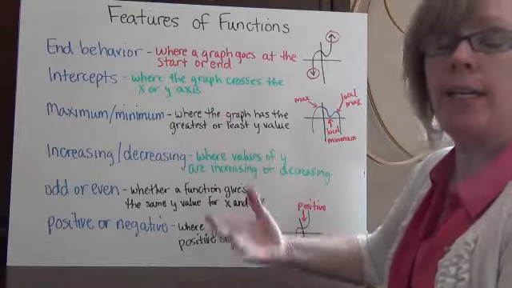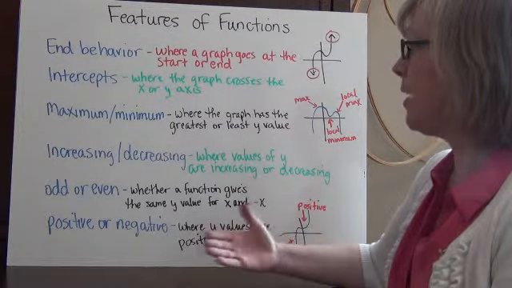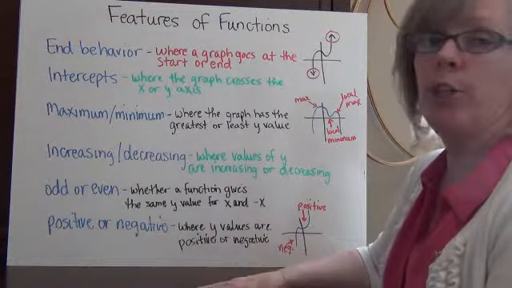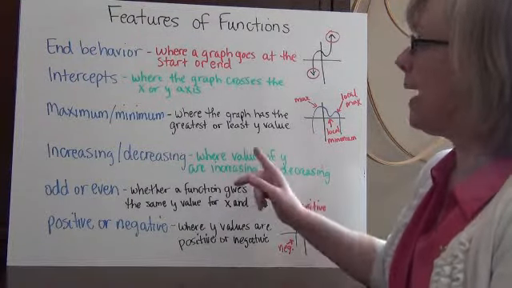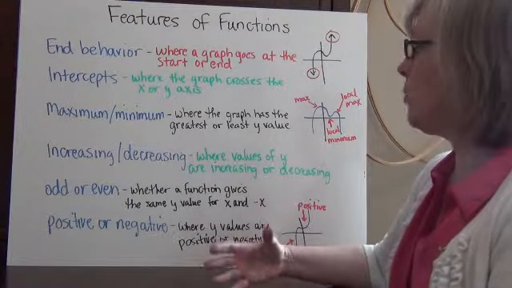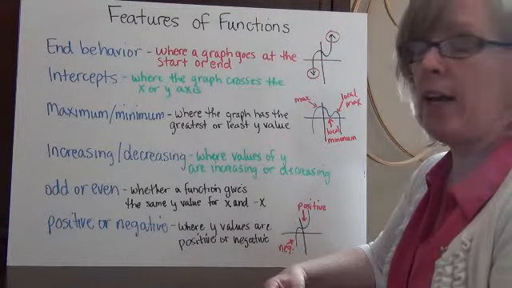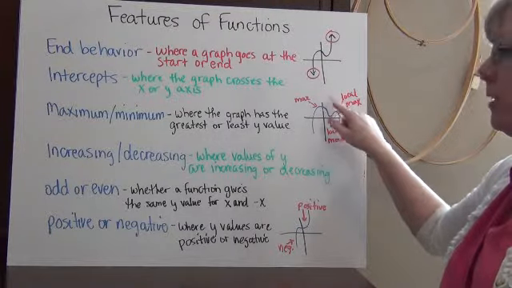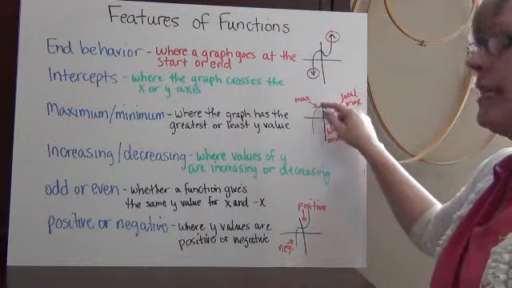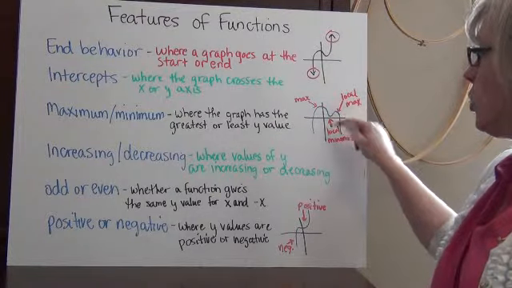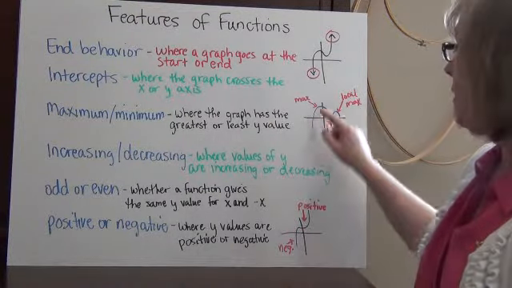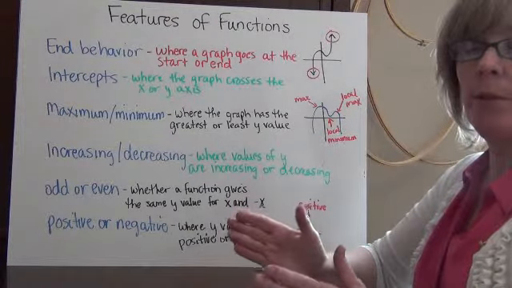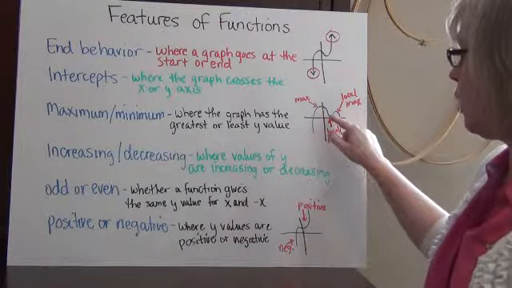The intercepts you already have some experience with. That's where the graph crosses either the x or the y axis, depending on which intercept you're looking for. A maximum or a minimum is where the graph has the greatest or least y value. For example, take a look. This is the maximum here at this little hump because it doesn't get any larger than that before it starts back down. But I have a couple of little curves here that represent what we call local maximums or local minimums. This is a local minimum.